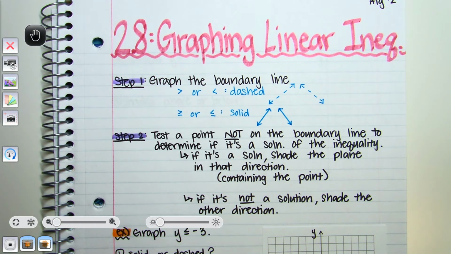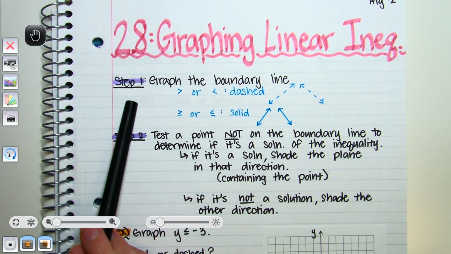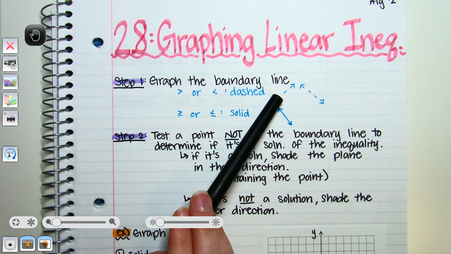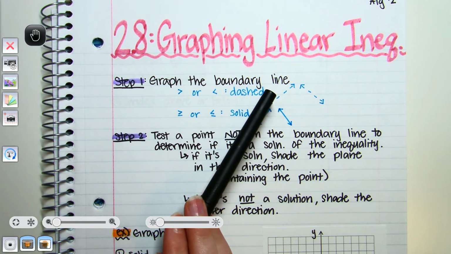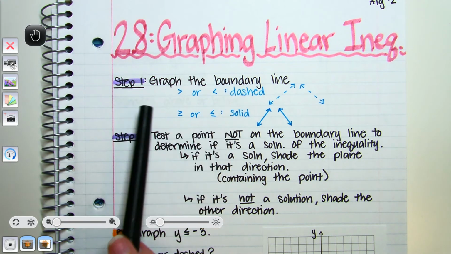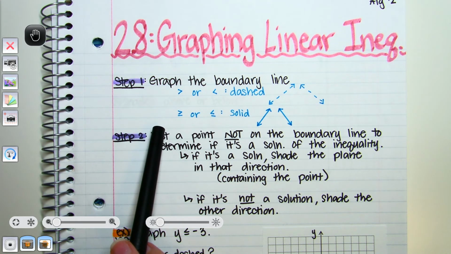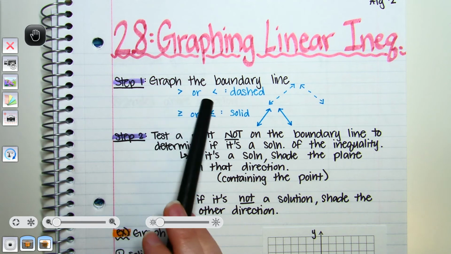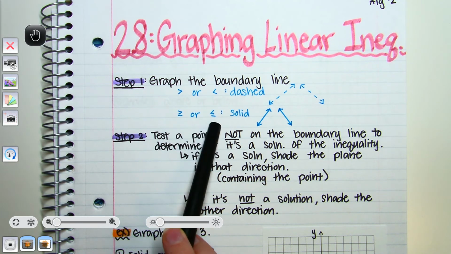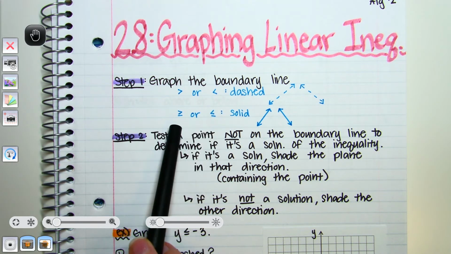So in order to graph these, step one is to graph the boundary line. Whatever the equation is that you're given, or the inequality, graph it as if it was an equation, the same way you would using the slope and y-intercept. The only thing that's going to be different is now whatever your inequality is going to determine if it's going to be a solid or dashed line.